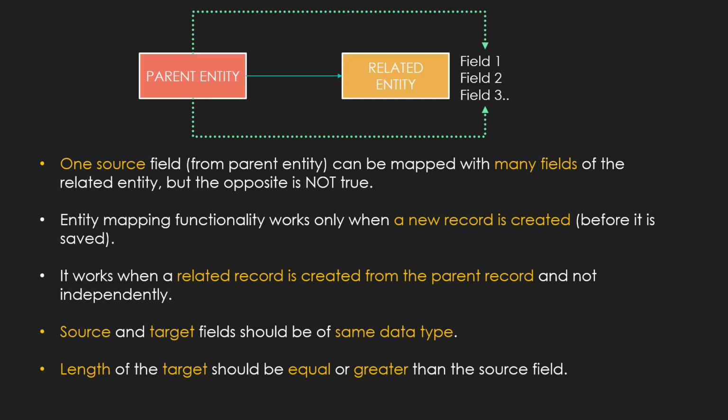One source field from the parent entity can be mapped with many fields of the related entity, but the opposite is not true. Entity mapping functionality works only when a new record is created, that is, before it is saved. It works when a related record is created from a parent record and not independently. Also, the source and the target fields while mapping should be of the same data type. And also the length of the target field should be at least equal to or greater than the source field. Only then will entity mapping work.